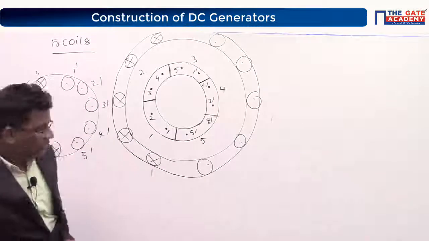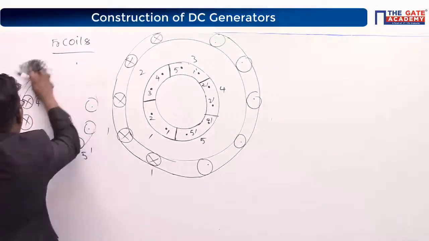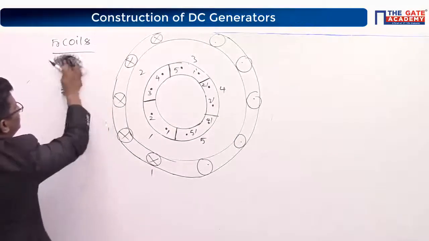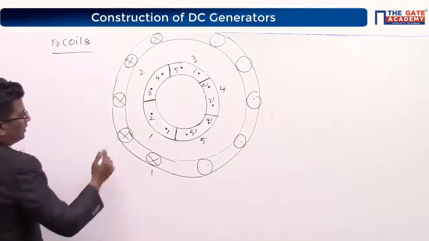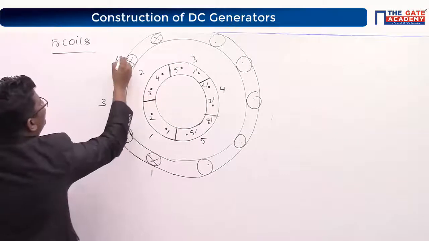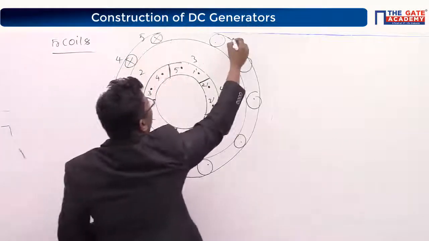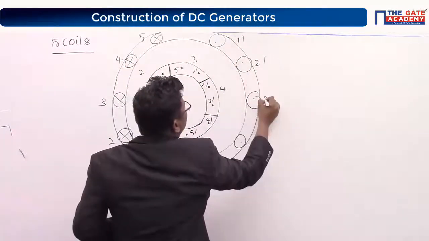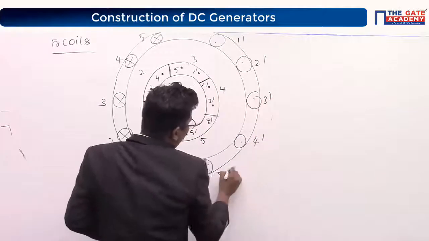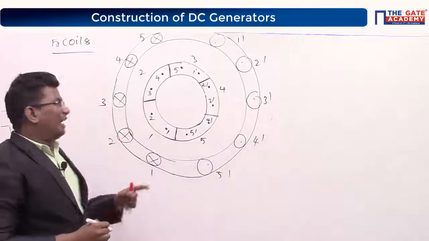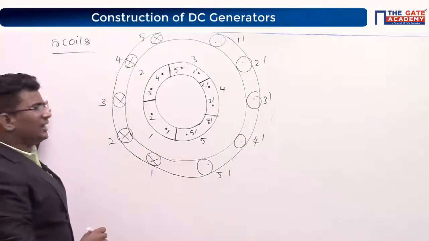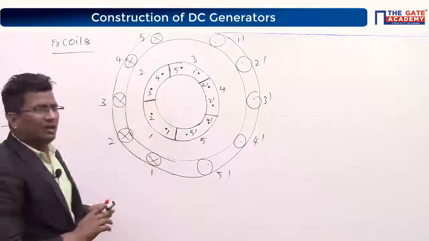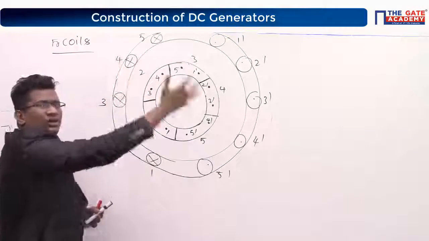Here numericals are disturbing us. Let us take this one: 1, 2, 3, 4, 5, and 1 dash, 2 dash, 3 dash, 4 dash, 5 dash. I hope this is clear, everybody. Wherever I have drawn these conductors, I have shifted them here. The commutator is there in the armature itself only.